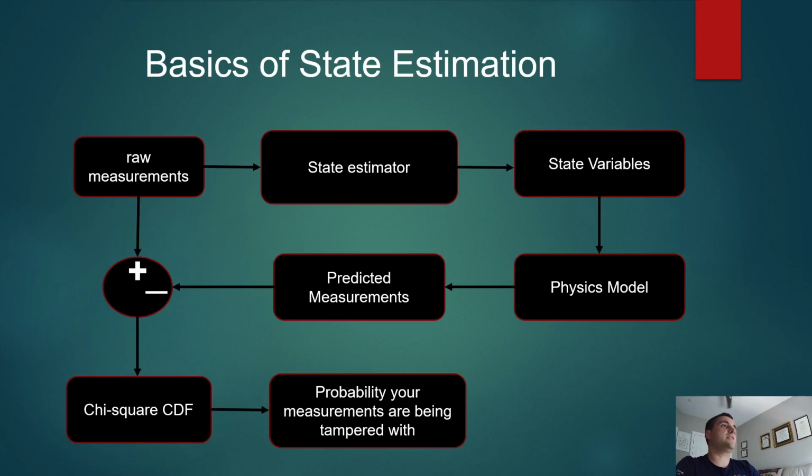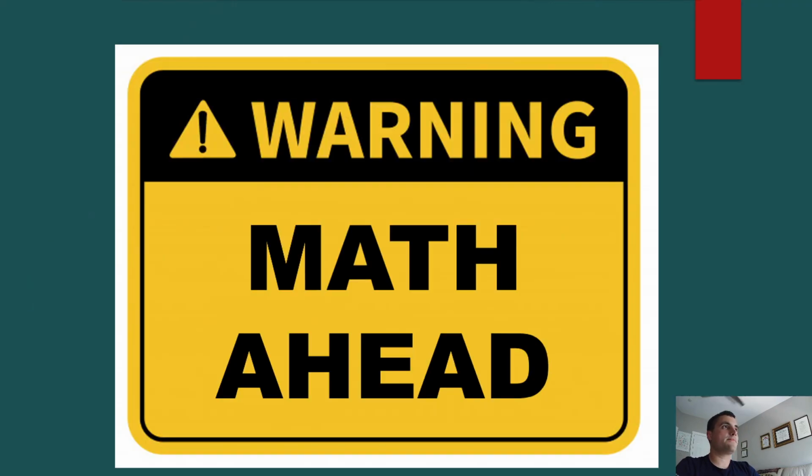So the basic idea behind state estimation is you take raw measurements from your sensors. You run them through a state estimator that gives you state variables, which feed into your physics model, which is similar to the state estimator, to give you measurements that you would have predicted. You then subtract those from the raw measurements that you got, and you plug the output into a chi-squared distribution function, which will give you a probability that your measurements are either garbage or being tampered with.